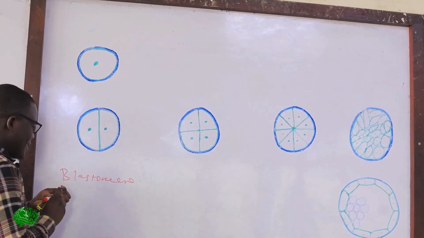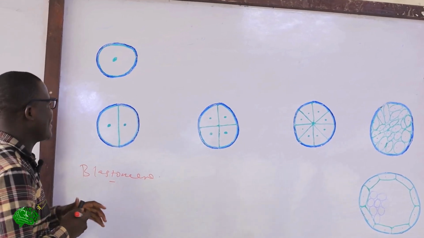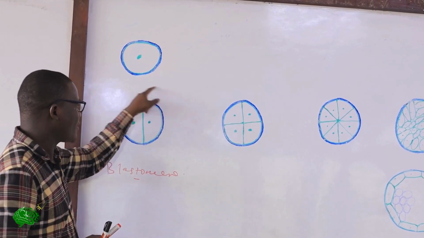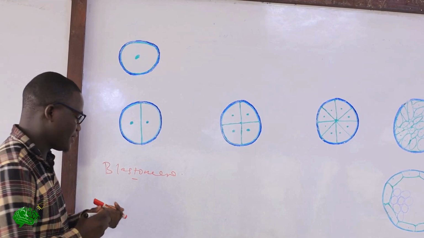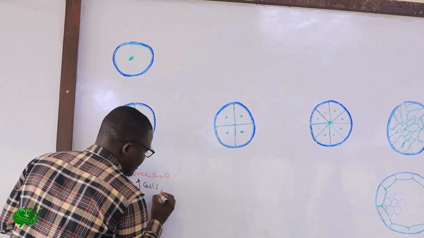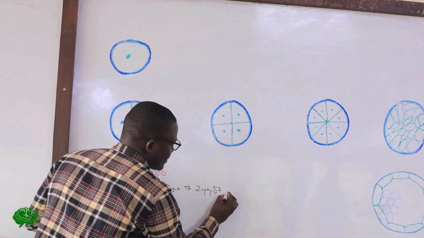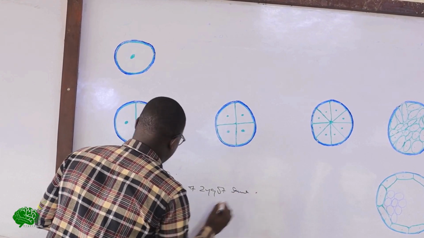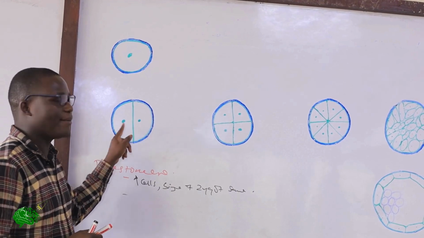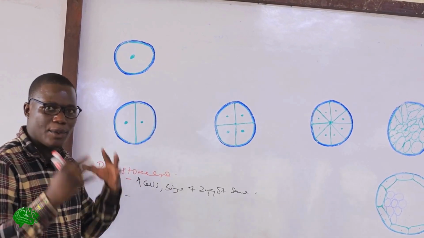Blastomeres. There are two things you need to note about these blastomeres. They increase in number with each successive division. However, the overall size of the zygote remains constant. Cell number increases, but the size of the zygote remains the same. Another important thing to note during cleavage is that as the cell numbers increase, the size of the individual cells also reduces.